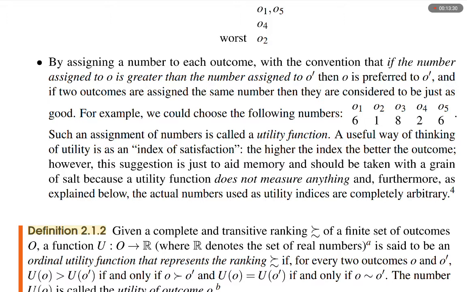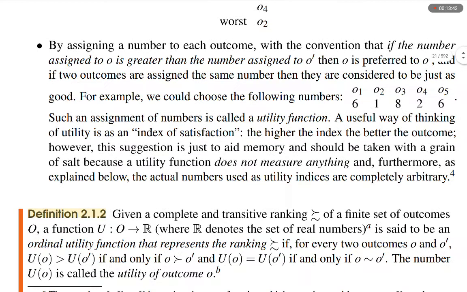Such an assignment of numbers is called a utility function. A useful way of thinking of utility is as an index of satisfaction. The higher the index, the better the outcome. However, this suggestion is just to aid memory and should be taken with a grain of salt, because a utility function does not measure anything, and furthermore, as explained below, the actual numbers used as utility indices are completely arbitrary.